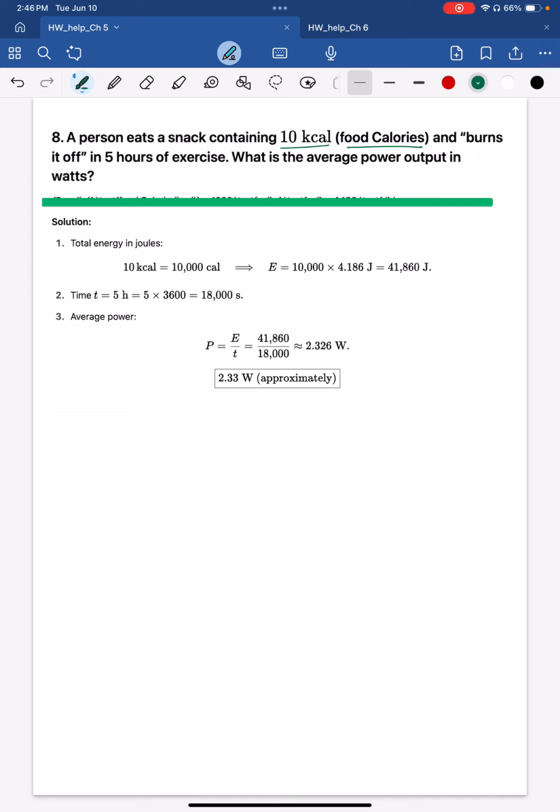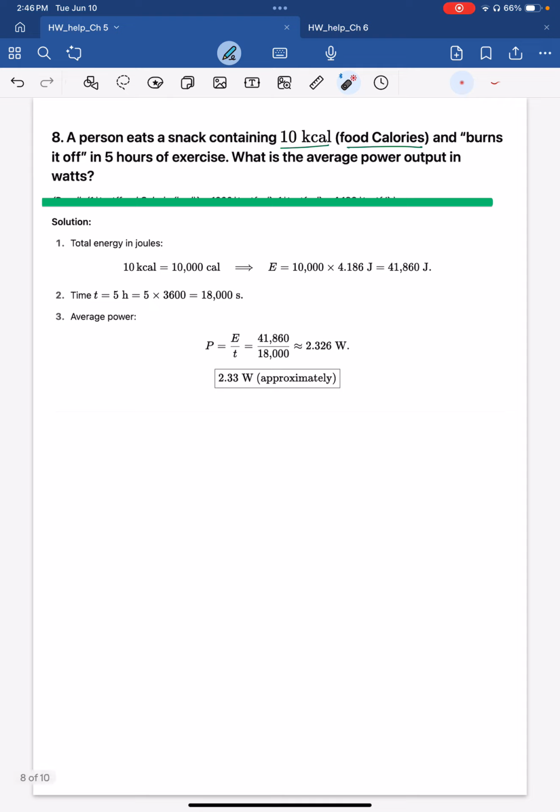So a person eats a snack containing 10 kilocalories and burns it off in 5 hours of exercise. What's the average power output in watts? So first you have to change kilocalorie into joules. Kilo means 1,000, so 10 kilocalories is 10,000 calories because you multiply kilocalorie by 1,000.